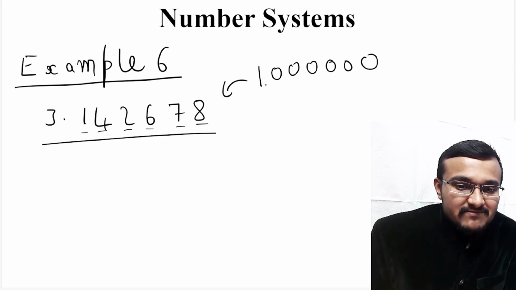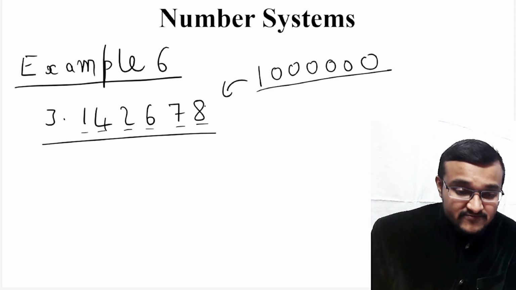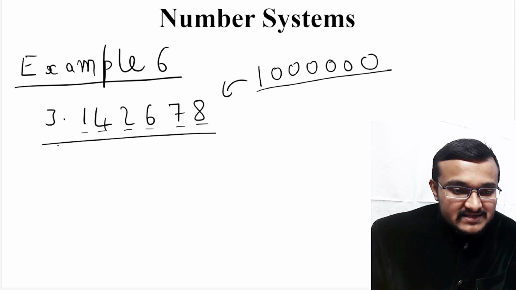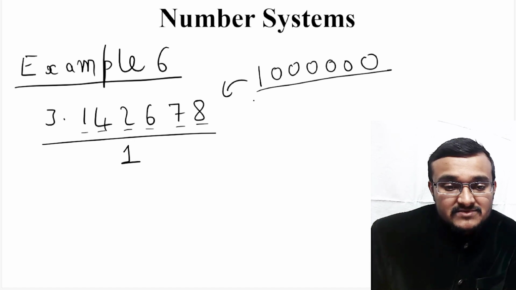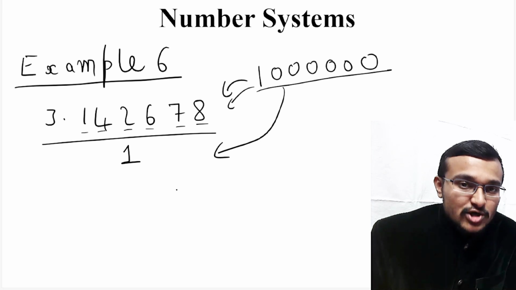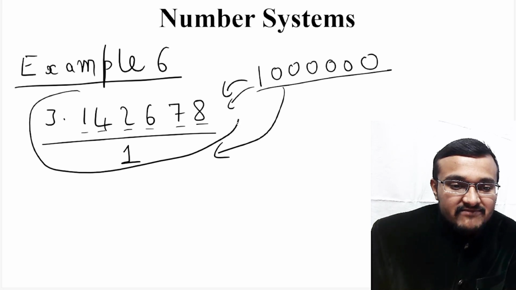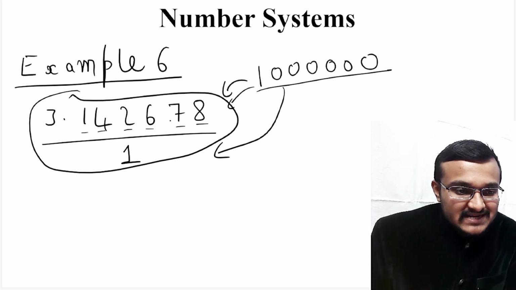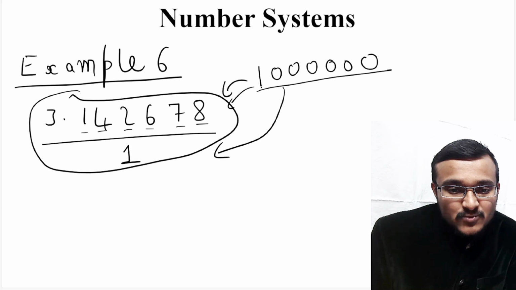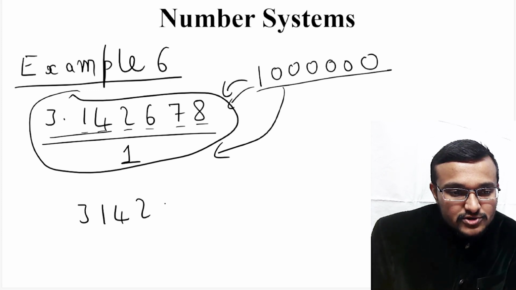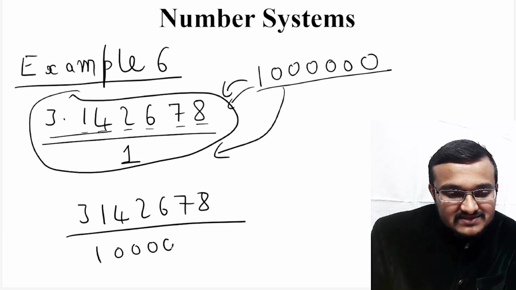Always remember, when you multiply a number to the numerator, then the denominator also should be multiplied by the same number. For example, here in the denominator 1 will be there. If you are multiplying a number to the numerator, then the same number should be multiplied to the denominator also, so that the value will not be altered. The value remains the same. So when you multiply this 10 lakh, that is 1 followed by 6 zeros, to this number, you will get 3142678, and in the denominator you will get 1 followed by 6 zeros.